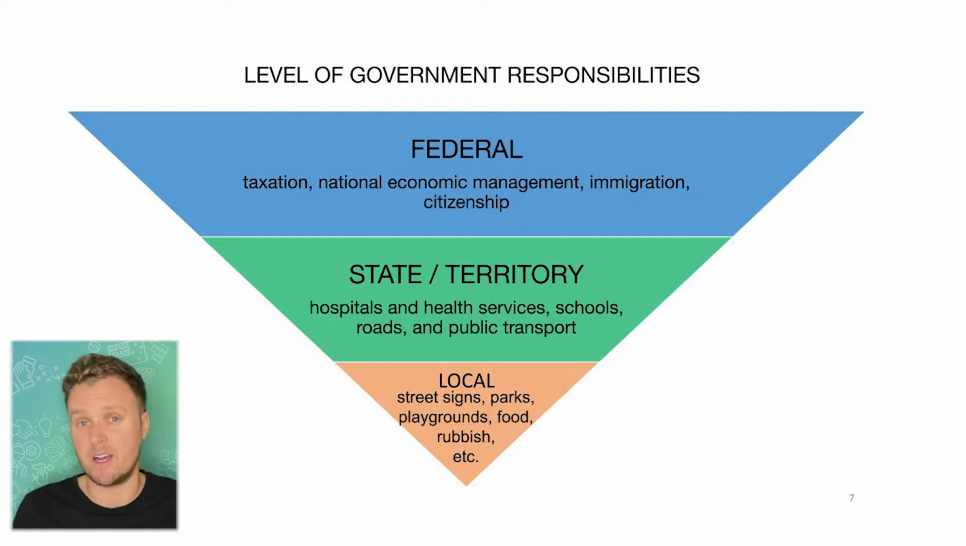Now, just to put everything into perspective, let me show you what these 3 levels of government do. Because as we said, we go from the bigger scale of the federal government down to state and territory, and then down to local. Also, their responsibilities will be based on this scale. Let me give you some examples. See, because the federal or Australian government is the broader kind of government, it is responsible for nationwide matters such as taxation, national economic management, immigration, and citizenship. The state and territory governments are on a smaller scale, and so they can take care of something a bit more specific, such as hospitals and health services, schools, roads, and public transport.